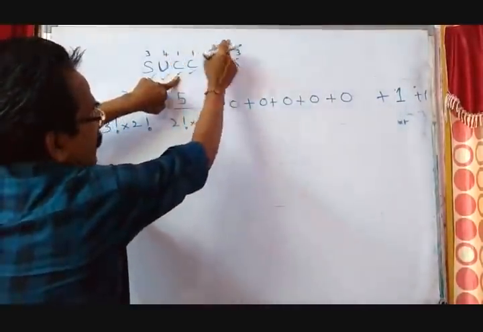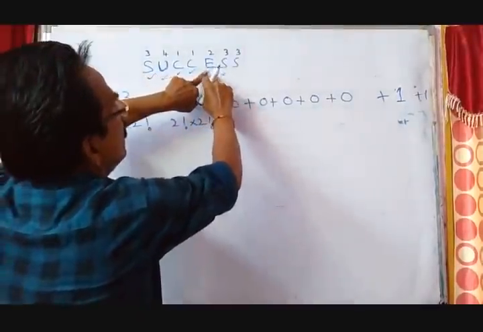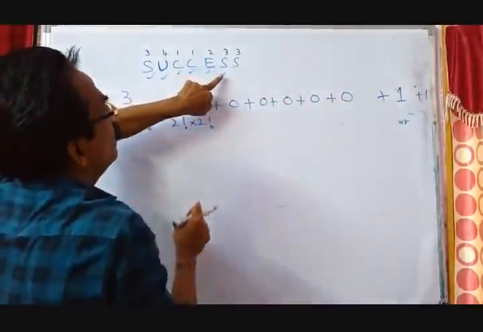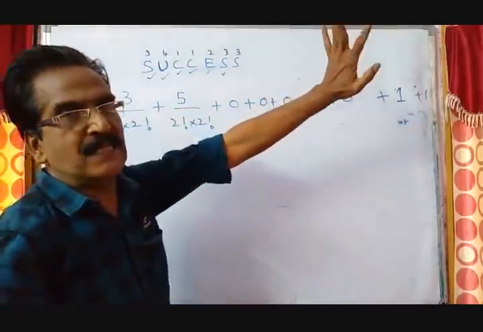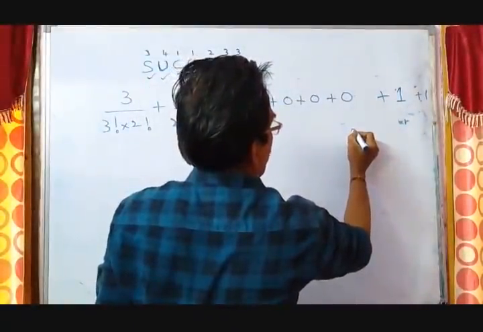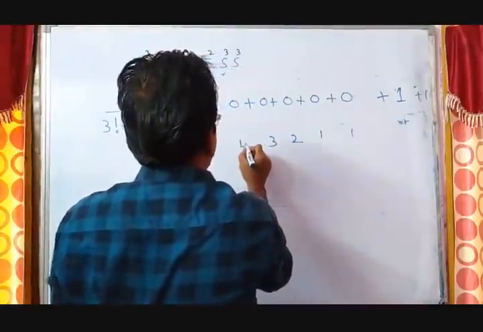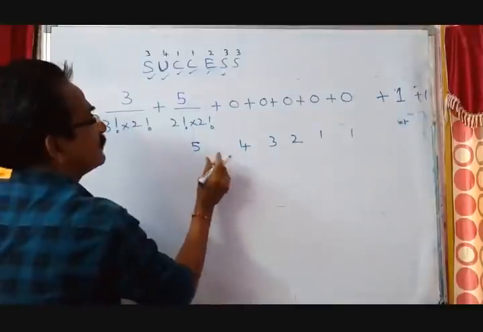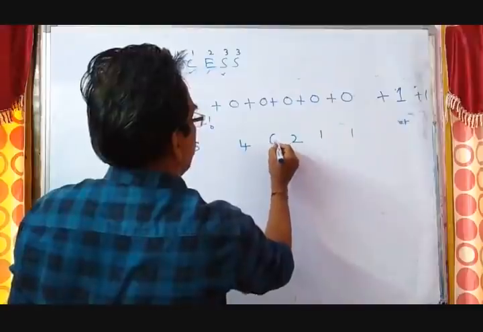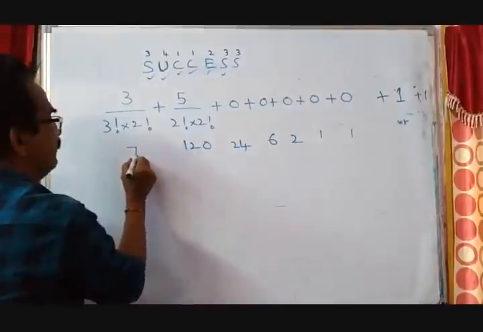There is no letter to the right of C lower than 1. Same thing in case of this C also. In case of E also the same thing: no letter to the right of E lower than 2. Same thing, plus 1. Now we have to multiply these things with 0 factorial, 1 factorial, 2 factorial, 3 factorial, 4 factorial, 5 factorial, 6 factorial, 720.